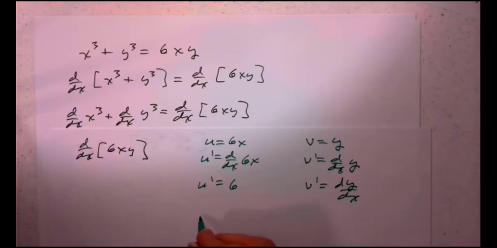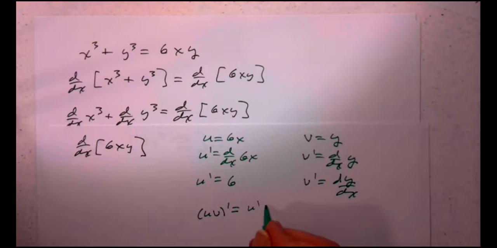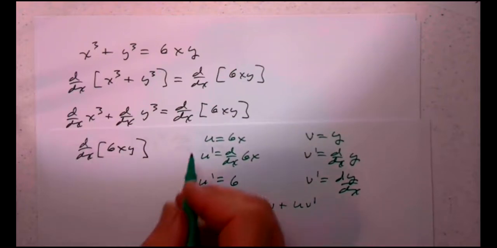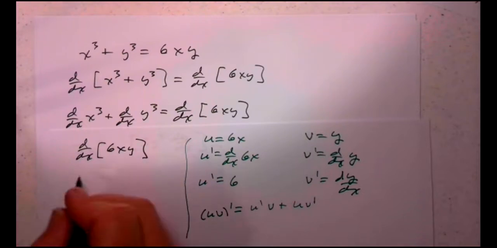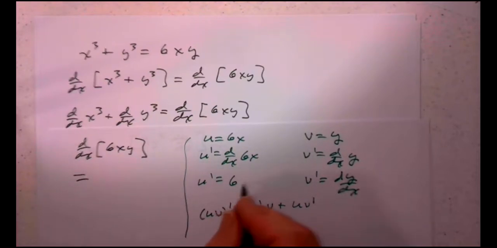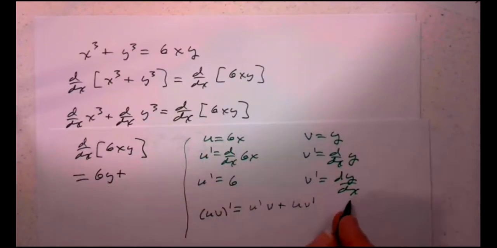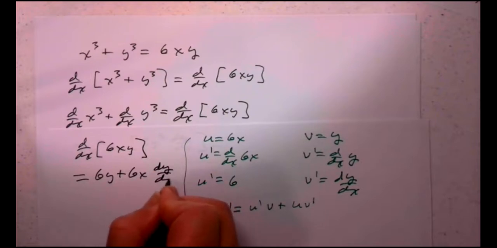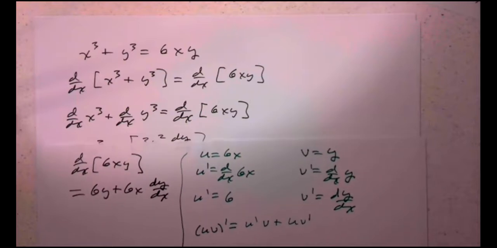And then we know our product rule: the derivative of uv is u prime v plus u v prime. Knowing that, what can we say? The derivative with respect to x of 6xy is u prime v, 6y, plus u v prime, 6x dy/dx. That's what I will plug in for the derivative with respect to x of 6xy.